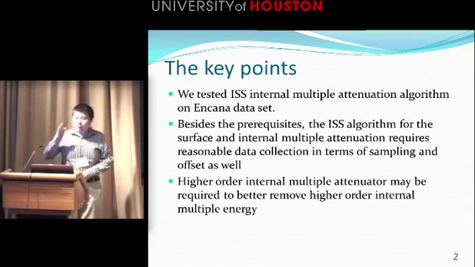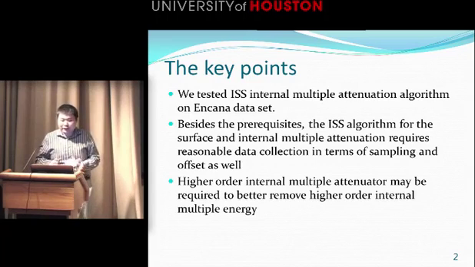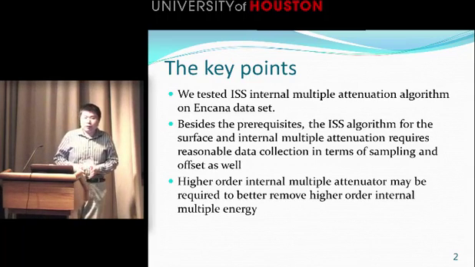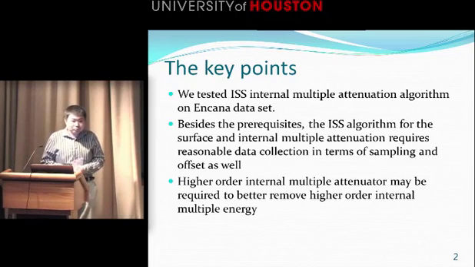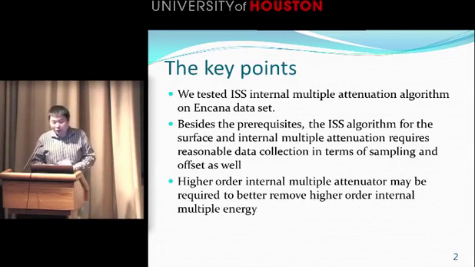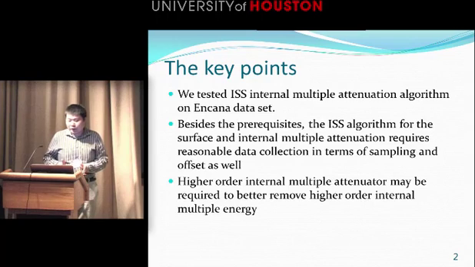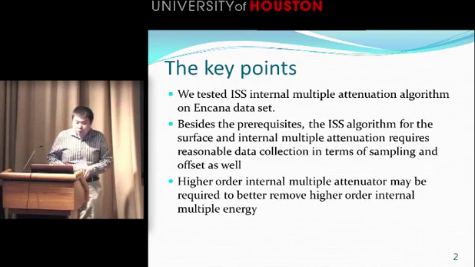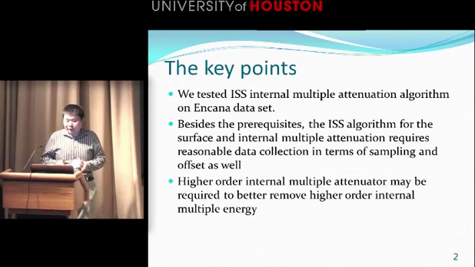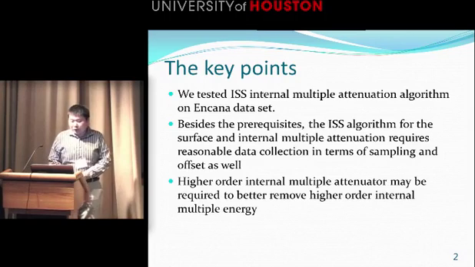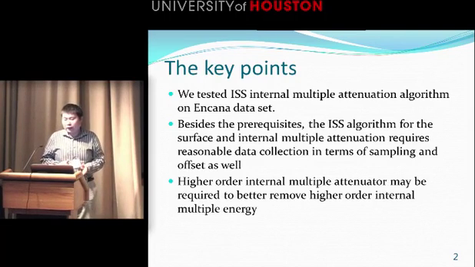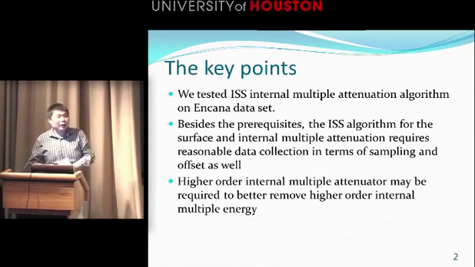First, from this morning and all previous talks, we discussed the prerequisites of the ISS internal multiple attenuator. But here, I want to point out that besides the prerequisites, we still need reasonable data collection in terms of sampling and offset for the ISS internal multiple attenuator to be effective. Second, higher order internal multiple attenuator terms may be required if you have very strong higher order internal multiple events or energy, like mentioned in Dr. Meihin's talk this morning.